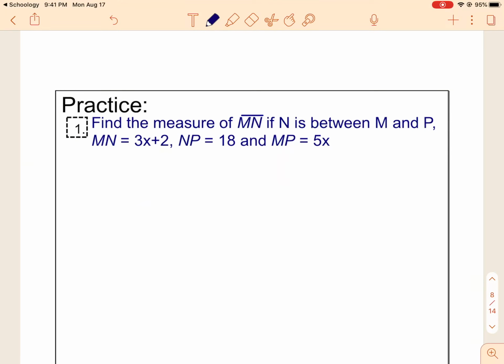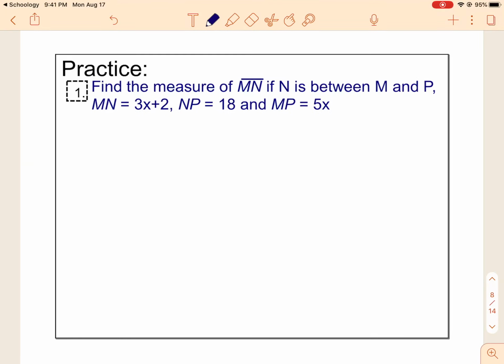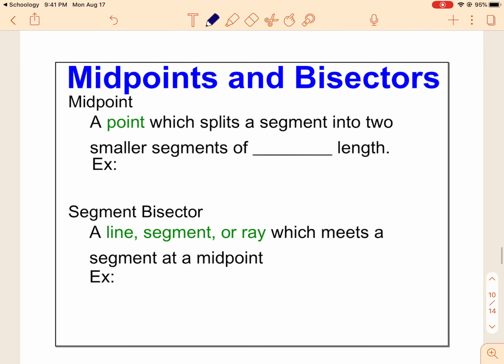Hold off on the practice problems. We'll do those together in teams. So skip practice 1, practice 2, and then let's take a look at midpoints and bisectors.